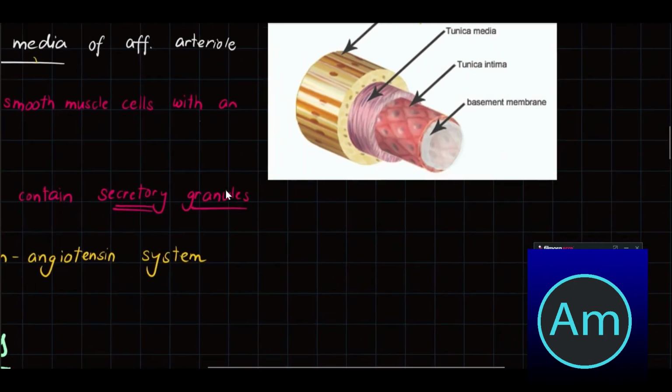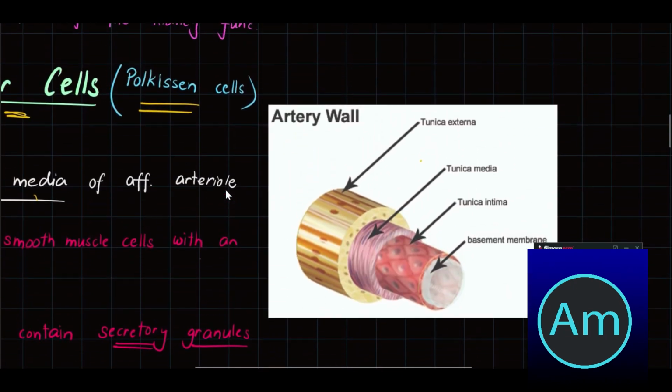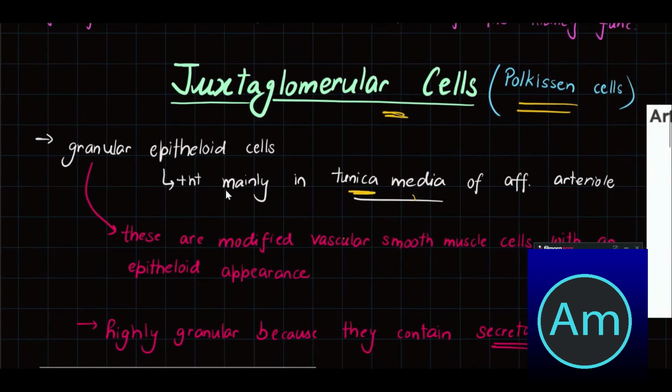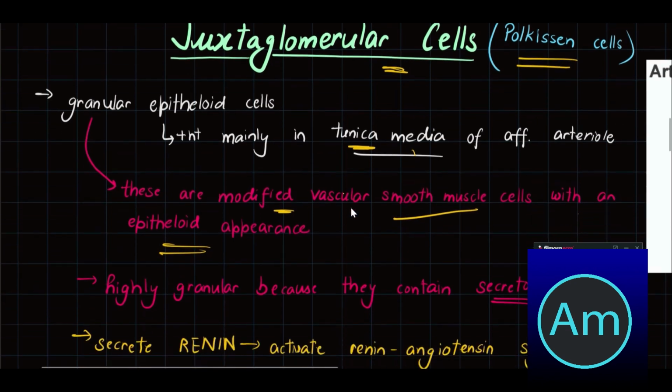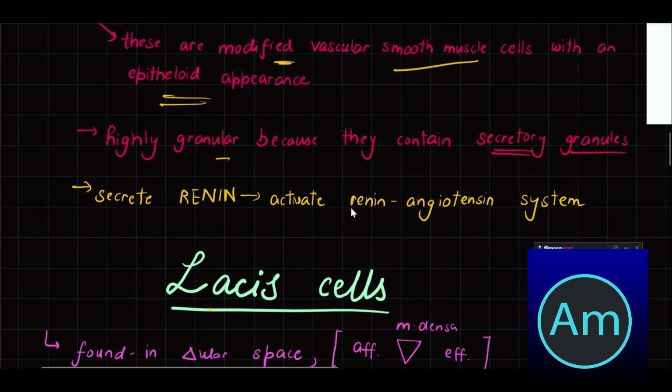Now what is tunica media? So this is a diagram of artery wall. So here we can see on the outermost layer of the artery is tunica externa, and just inside it we have tunica media. So these granular epithelioid cells are modified vascular smooth muscle cells with an epithelioid appearance. These are highly granular because they contain secretory granules. And what do they secrete? So they secrete renin, which activates renin-angiotensin system.